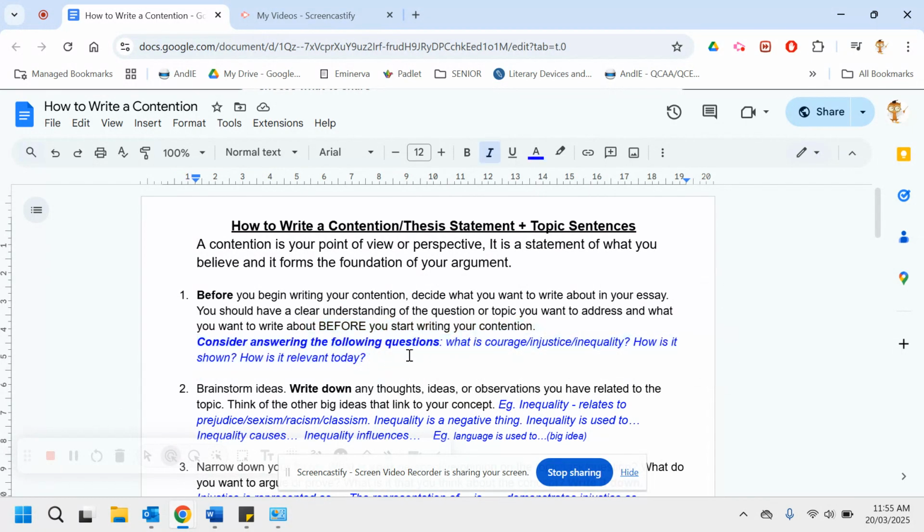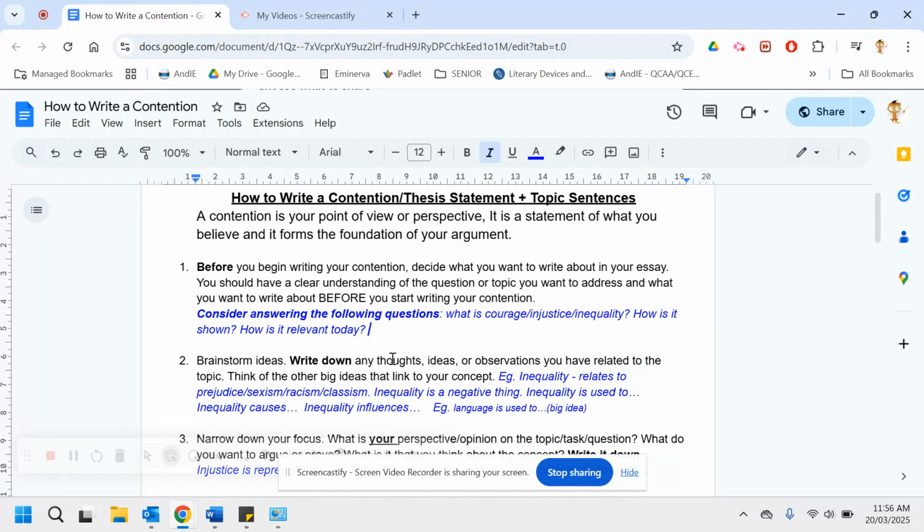So underneath this, I would be actually typing or handwriting what I think the concept is. I'd also be thinking about, well, how is it shown in the text that I'm studying? So in this case, it's how is it shown in the novel, and then how is it shown in the film? And then also, really importantly, how is it relevant today? So, why does it still matter? Because essentially, we're looking at the relevance to contemporary audiences. What can we learn from the text? Why do we still care? And you need to answer and consider that throughout your whole essay.